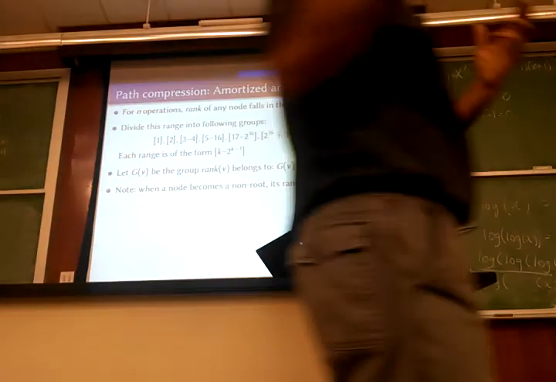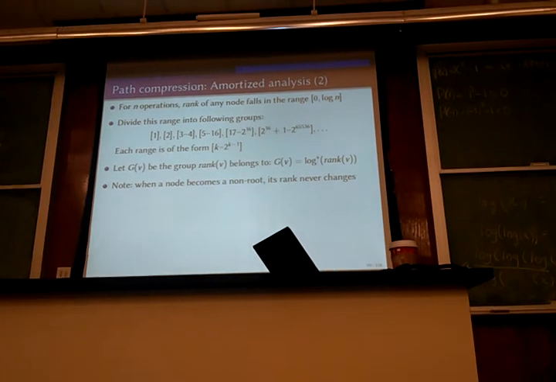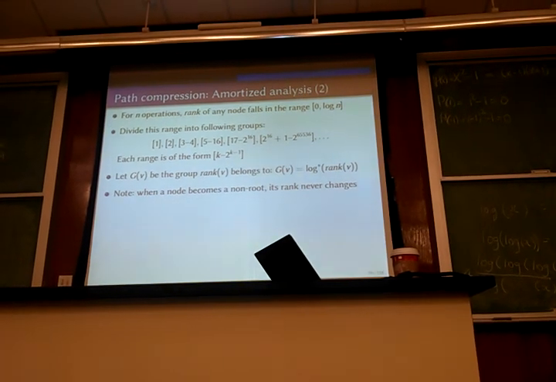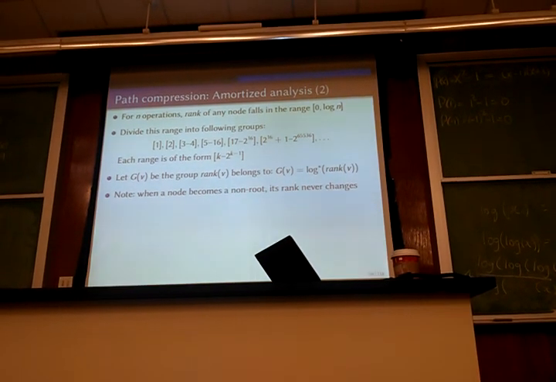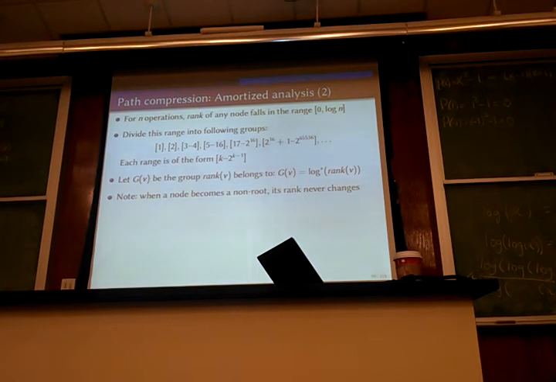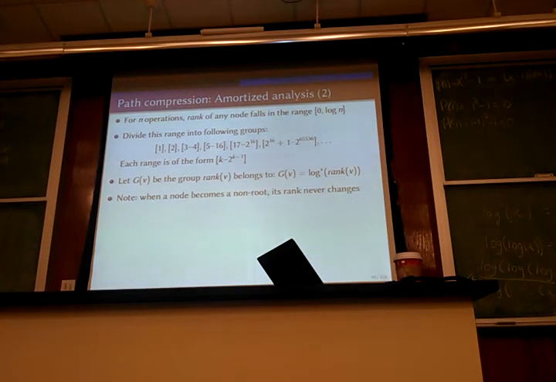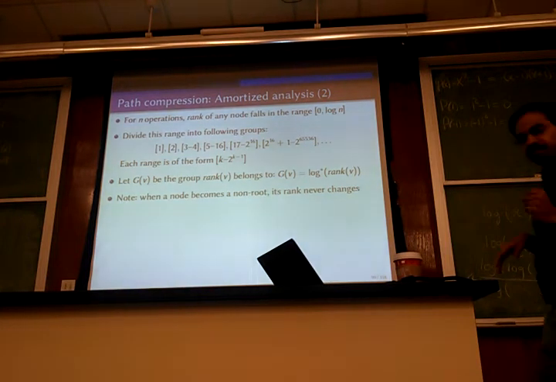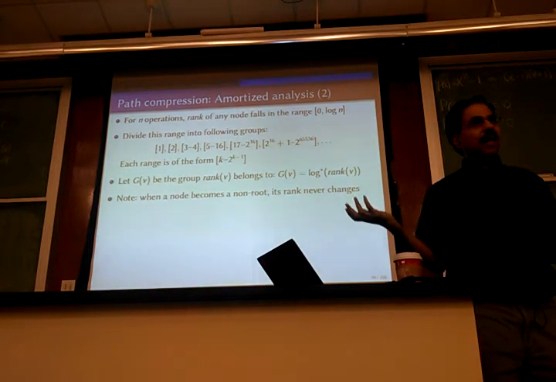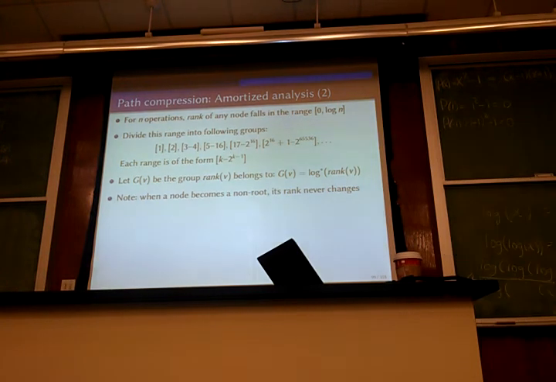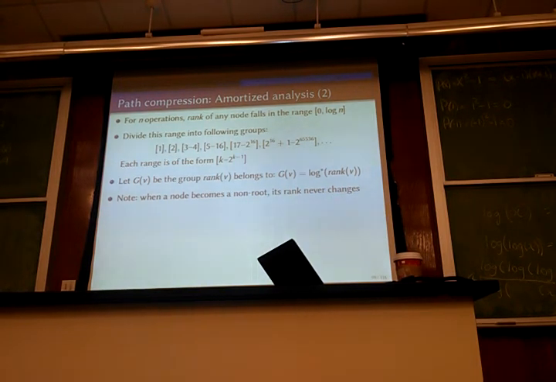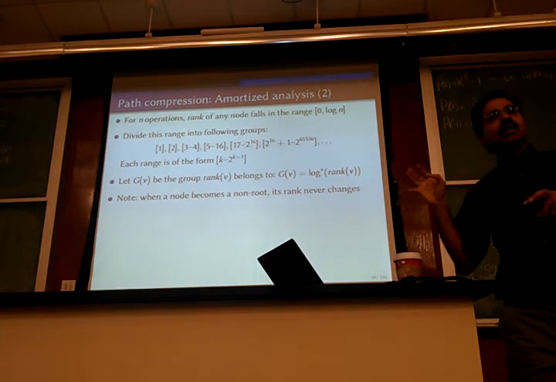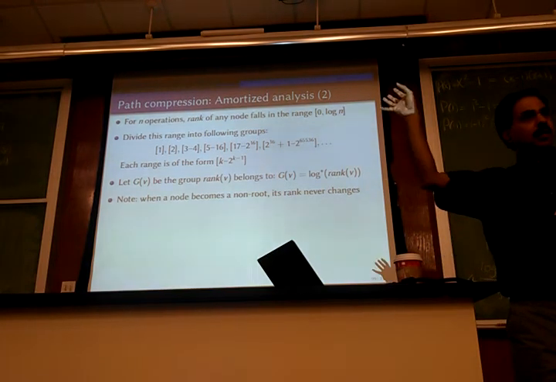The other point is that if a node ever becomes a non-root, it will always remain a non-root. It will never become a root. Only if you split sets can a non-root element become its own set, but we don't have that operation. The disjoint set data structure doesn't support a split operation. It only supports unions and finds. So once a node becomes a non-root, it's never going to become a root.